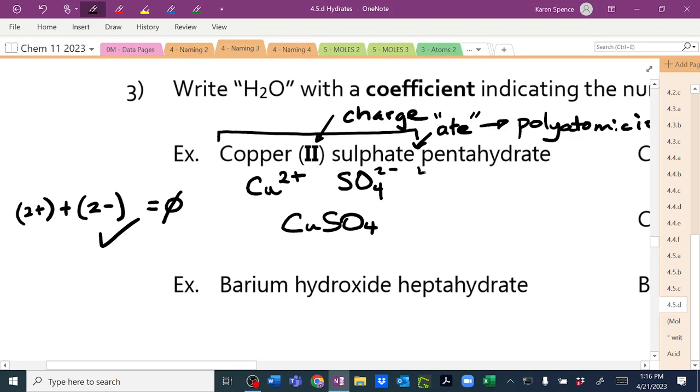Now we need to add in the pentahydrate. So penta means 5, we write a coefficient of 5, and then hydrate, you write H2O. What goes between the copper sulfate and the hydrates? The dot. Okay, it's in the middle. It's not at the bottom, it's not a period, it's in the middle.